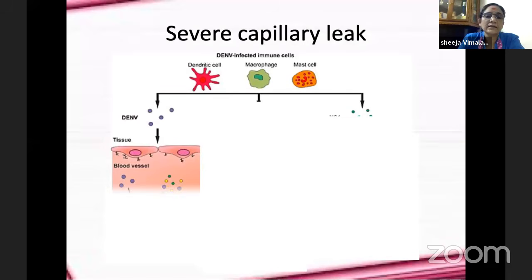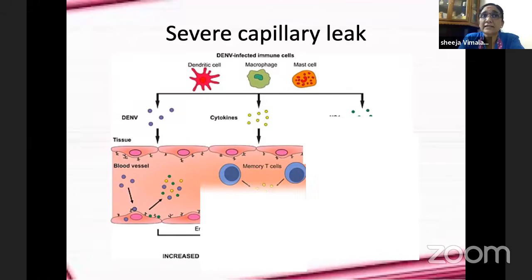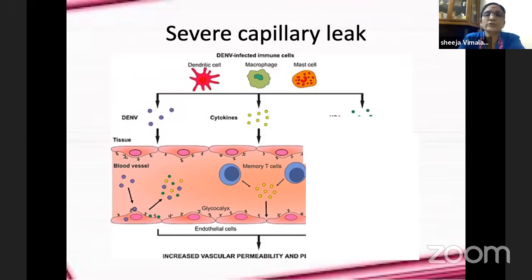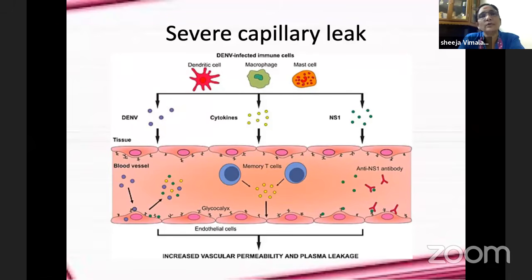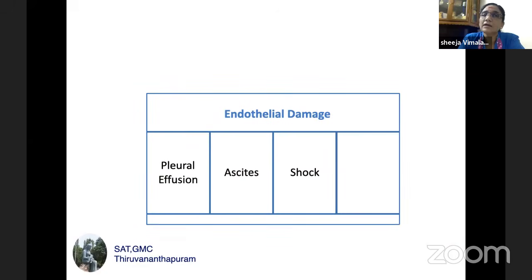It's either because there is a direct invasion of the capillary endothelium by the virus, or it is because of the cytokines that have been produced in response to the dengue fever, which is damaging your endothelium, or it is the antibody that is being produced against the virus, causing an antigen antibody reaction, which is leading to a capillary leak. So, whatever be the cause, among all these three, the antigen antibody reaction is considered to play an important role in causing an increased capillary leak. How does this clinically manifest? This usually manifests with a pleural effusion, ascites, or shock, or interstitial edema.